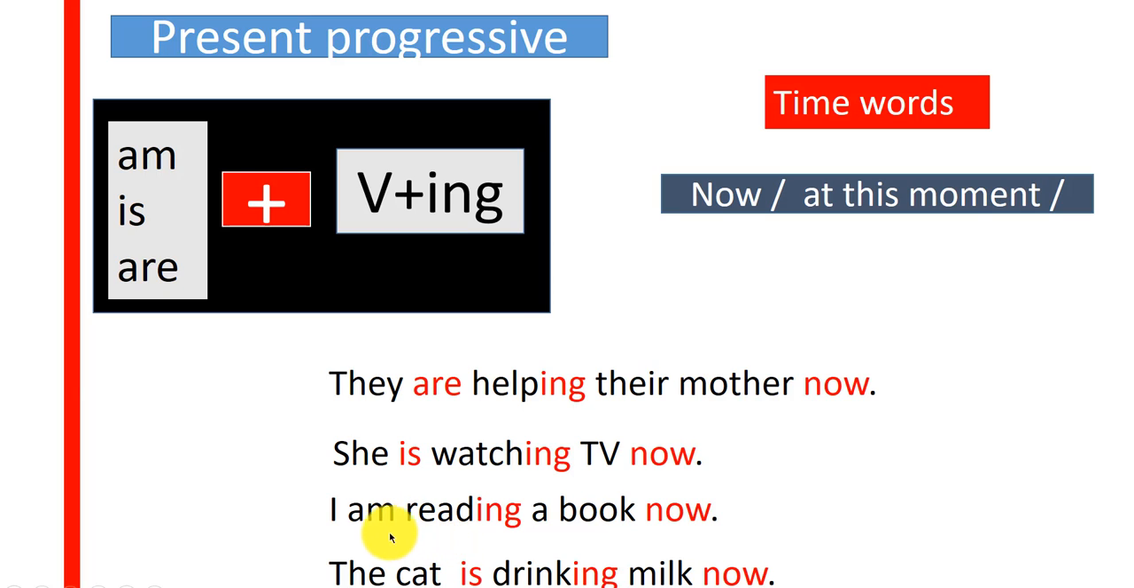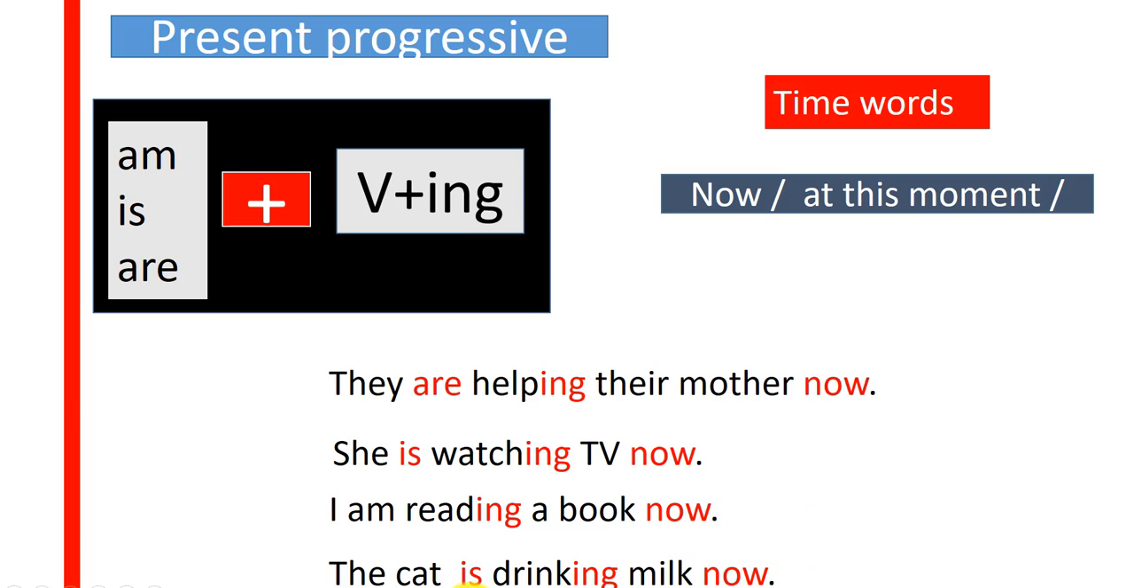Okay, we continue to read the last sentence. We read it together. The cat is drinking milk now. Which tense is it? It is the present progressive tense. Yes or no? Yes. Why? Because it's composed of is and the verb and ing, and it is written here, the cat is drinking milk now. Why have we used is drinking, the present progressive? Because we have the time word now.